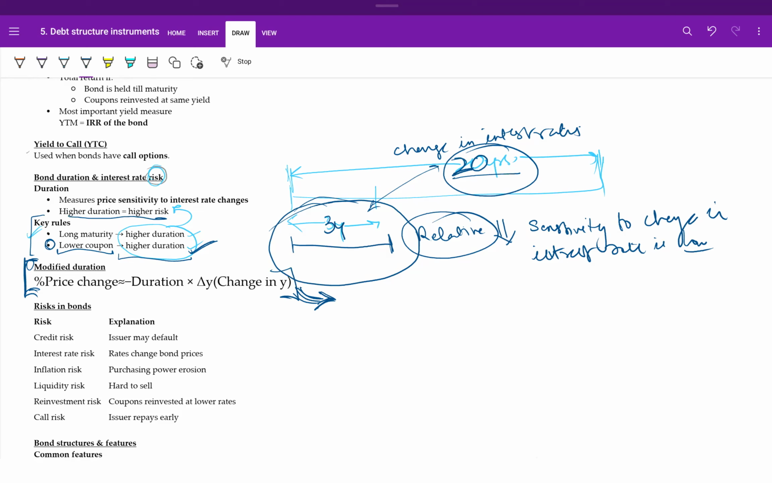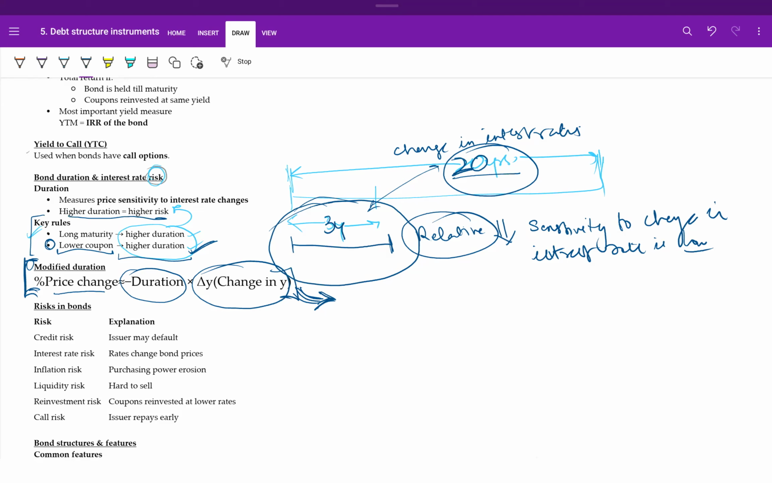So understand this: if the interest rate increases, the bond's price falls, and the duration tells us how much they fall. So the percentage change in price is in a negative relation to the duration and the change in yield. That's basically the formula for modified duration.